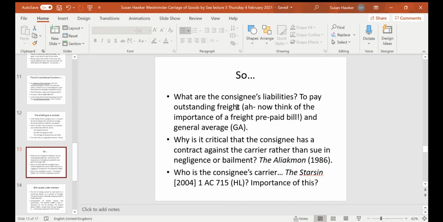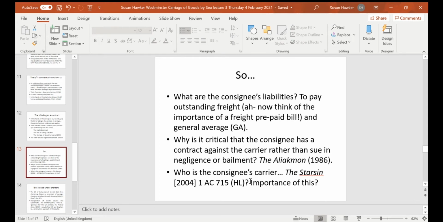The consignee has, at common law, the obligation to pay outstanding freight and general average. Why is it critical that our consignee has a contract against the carrier rather than pursuing negligence or bailment? Because, of course, if he sues in negligence or bailment because there is no contract, he can't, in carriage terms, limit his liability. Lord Brandon, the Aliakmon.